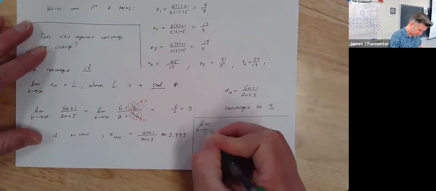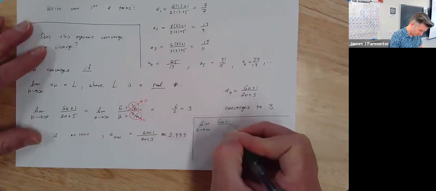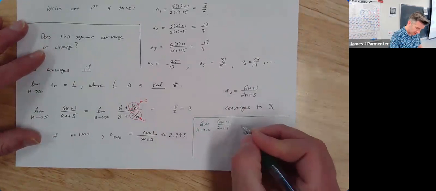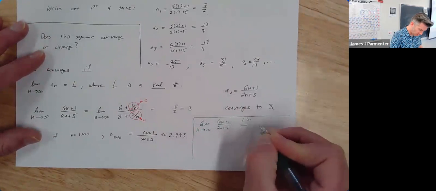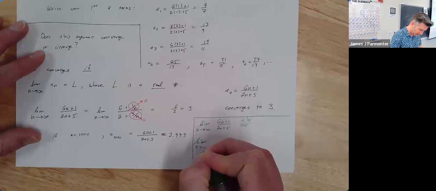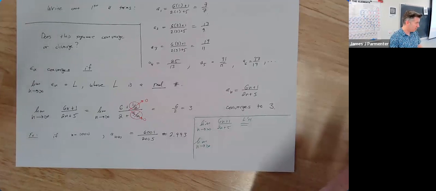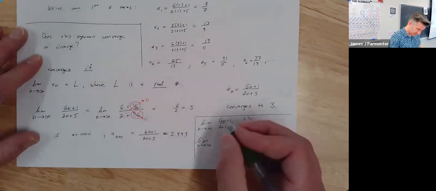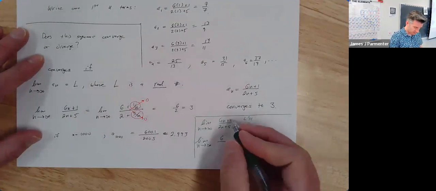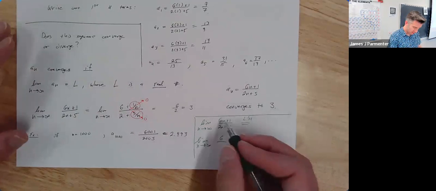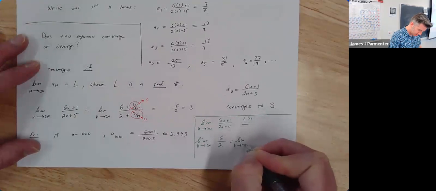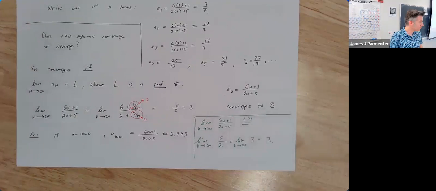Just like in the previous example, we could have used L'Hopital's rule and said the limit as n goes to infinity of 6n plus 1 over 2n plus 5 still is an infinity over infinity type. And if we take the derivative of the top and the derivative of the bottom, be careful, we're not using the quotient rule at all. We're just saying treat the top and the bottom totally separately, take the derivative of each one. Derivative of 6n plus 1 is 6. Derivative of 2n plus 5 is 2. And the limit of a constant is just the constant. So we do get the same result.